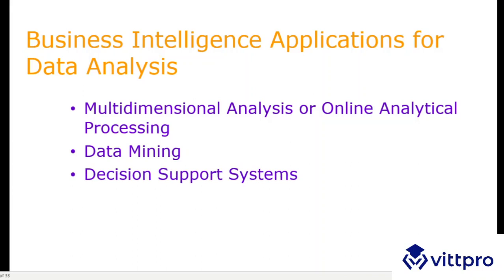And then finally, there are certain specific decision support systems which are meant for specific industries. They are not general ones; you can consider them expert systems. So these are the three types of systems that business intelligence applications usually use for analyzing the data.